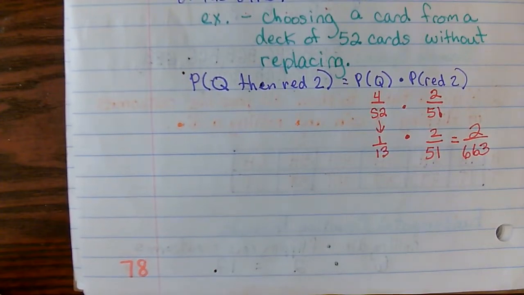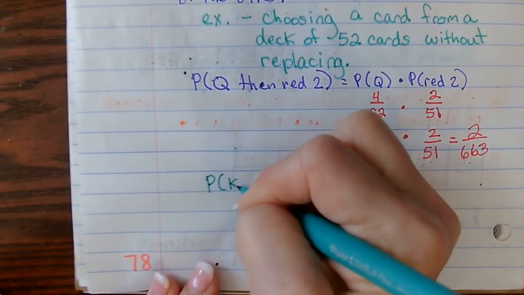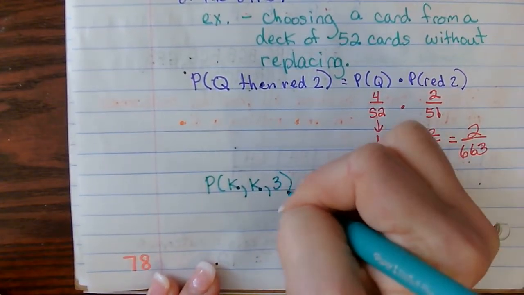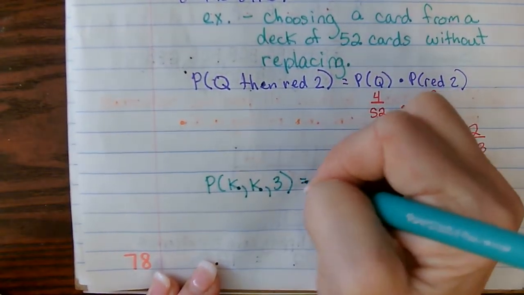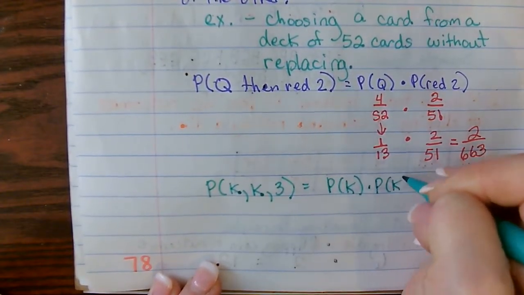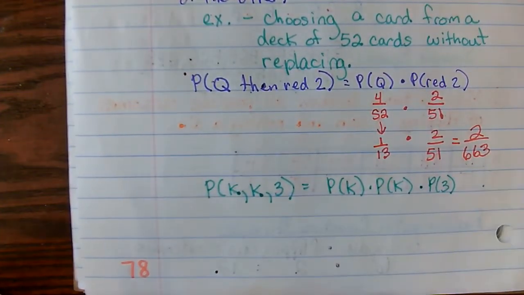Alright? Let's try another one. Okay? Just to get a good understanding. So, let's try probability of drawing a king. Guess what? Then drawing another king, and then drawing a 3. Make this interesting. So that's equal to the probability of K times the probability of K times the probability of 3. Now, it's important to note that with every draw of a card out of the 52 deck, you then lose 1. So it goes from 52 to 51 to 50.